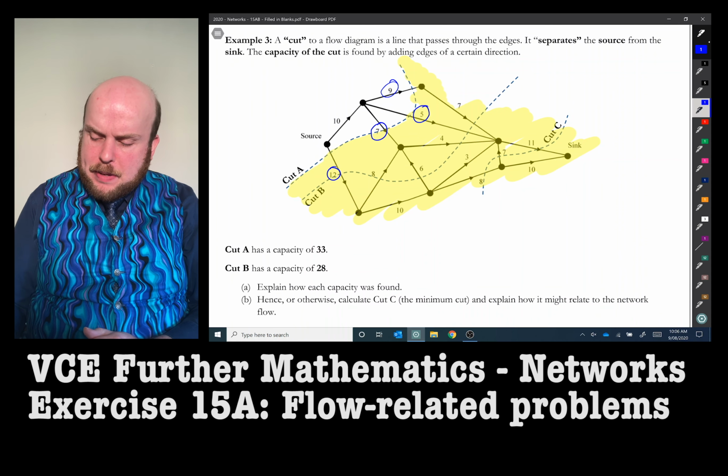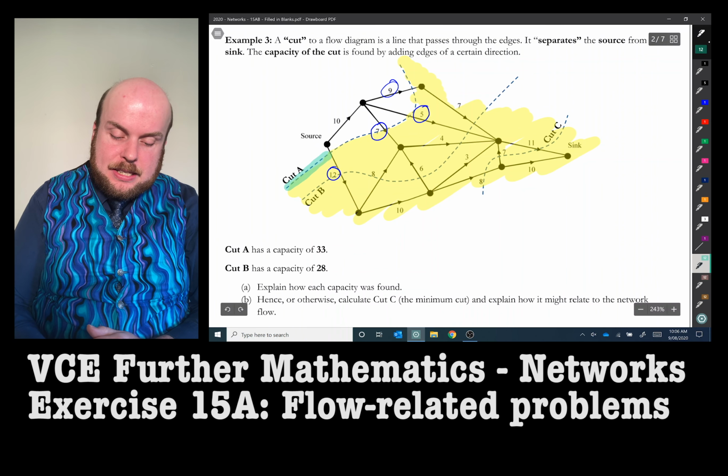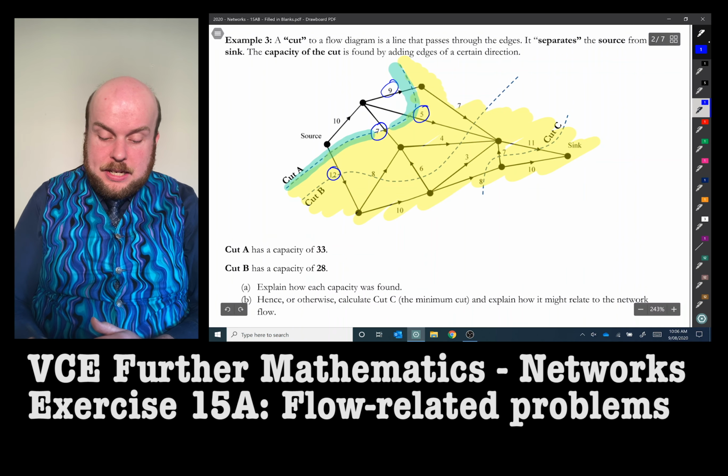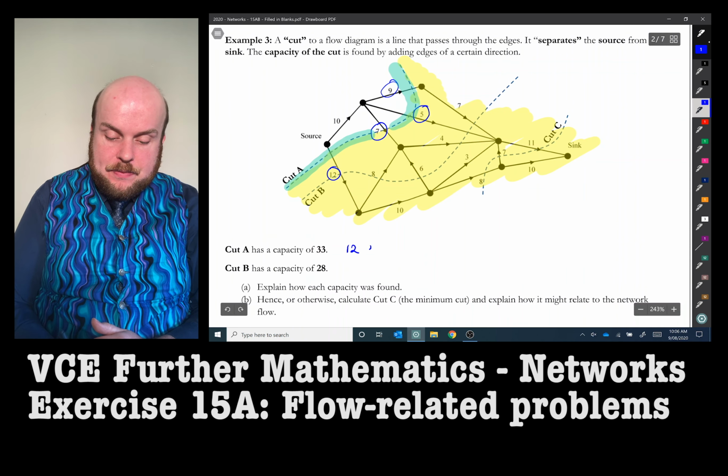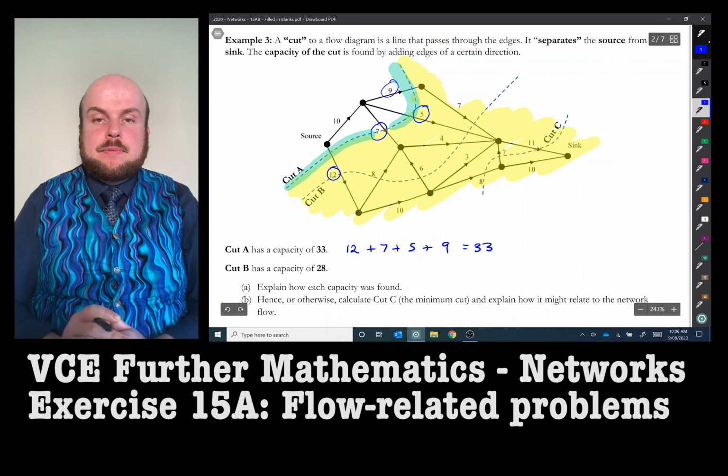So why am I picking these ones? Because these are where this cut cuts through. So this cut touches each of these edges. So all I need to do is to add those together. 12 plus 7 plus 5 plus 9 gets me 33.